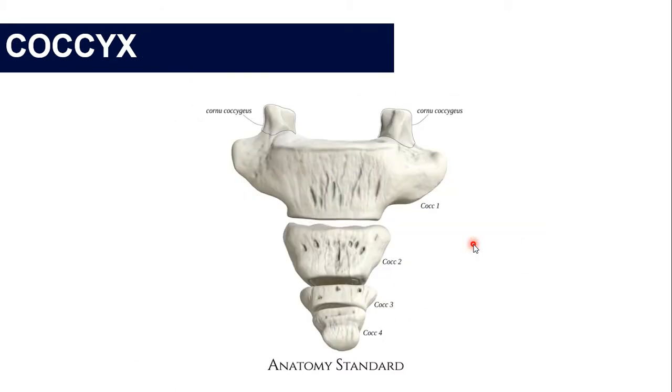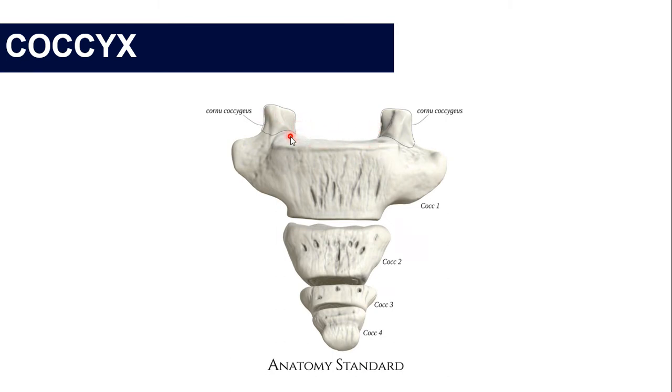Next, we have the coccyx. Our coccyx consists of four vertebrae fused together to form a small triangular bone, which articulates at its base with the lower end of the sacrum. So this is where your sacrum articulates with your coccyx.